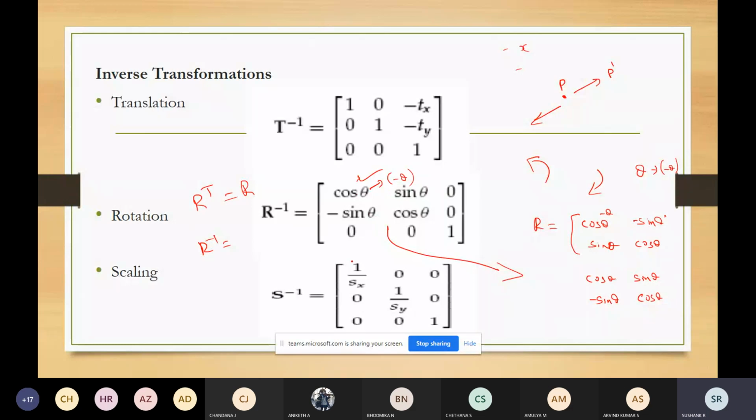For the scaling, the inverse transform is obtained by replacing Sx with 1 by Sx, and replacing Sy with 1 by Sy. That is how you'll get the inverse for scaling. So till now, we have studied these topics. Yesterday, we derived the equations for all these things.